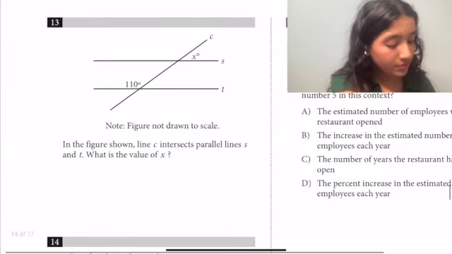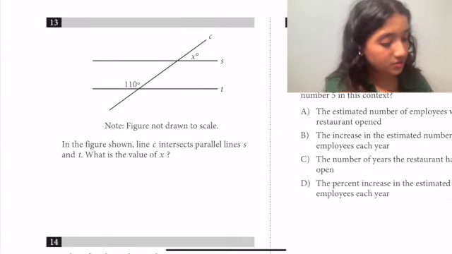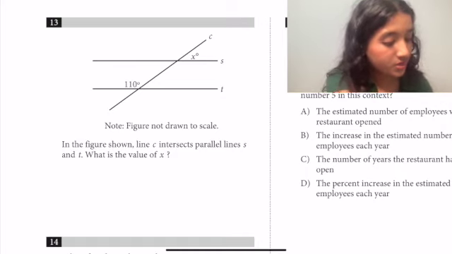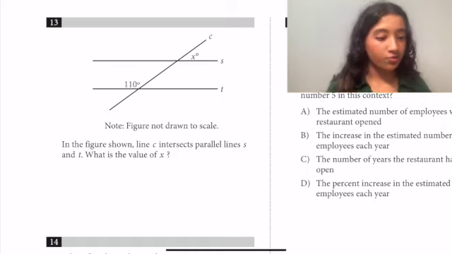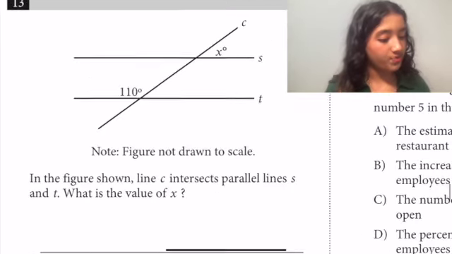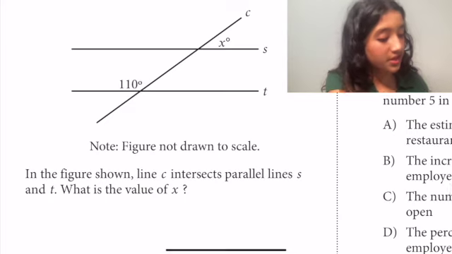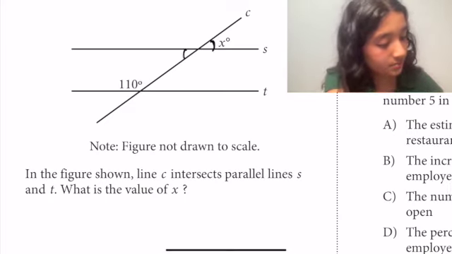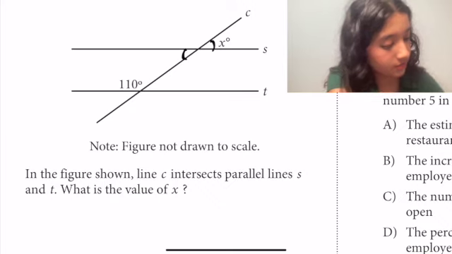For number 13, we have a figure here, and it says, in the figure shown, line C intersects parallel lines S and T. What is the value of x? So we know that when we have parallel lines, we're going to have a lot of angle measures that are the same. So we have x's right here, and because of these vertical angles, we know that this is also equal to x.